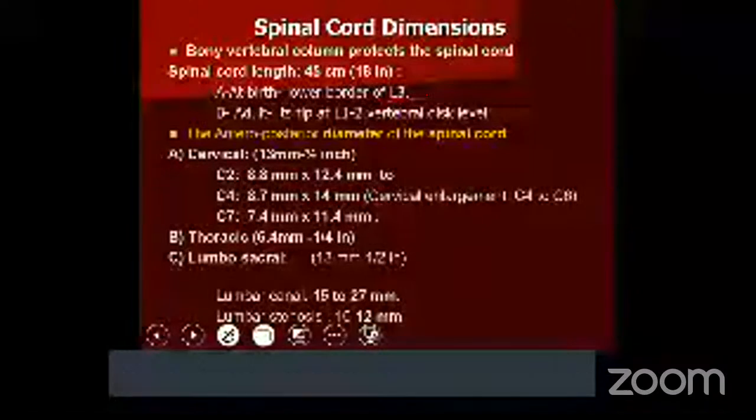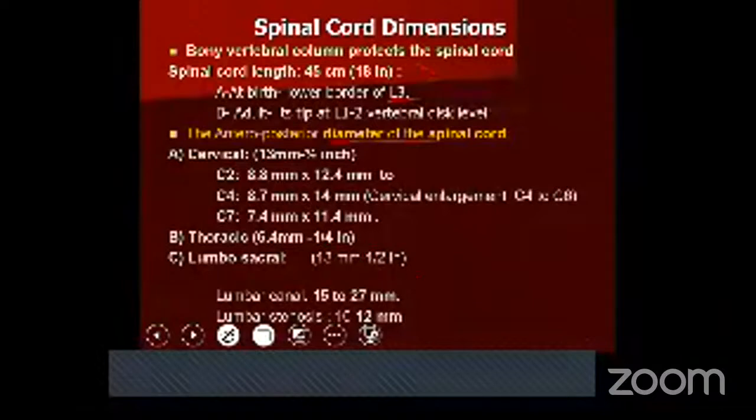Look at the anteroposterior diameter of the spinal cord. In the cervical region, it is ½ inch. Thoracic, 1/4 inch. Again, lumbosacral, it is ½ inch. In the cervical region, at C4 level, it is 7 millimeters. In the lumbar canal, it will be around 15 to 27 millimeters.